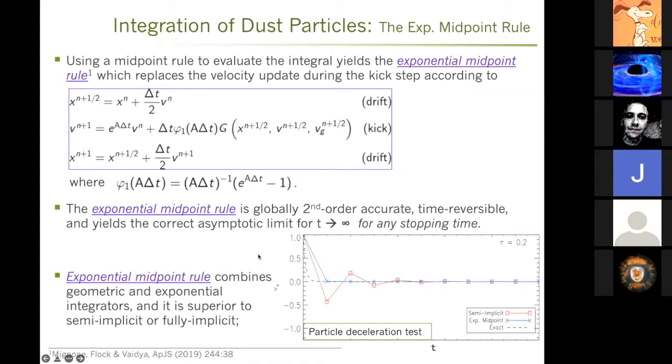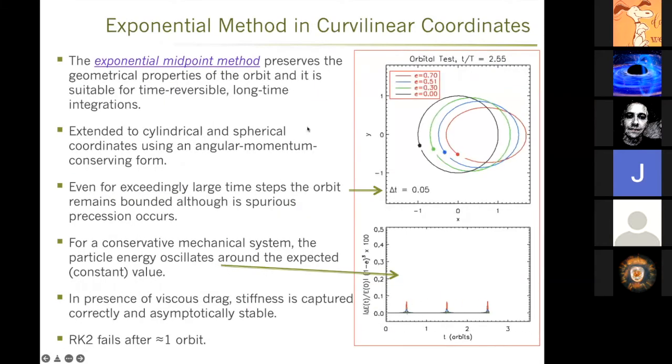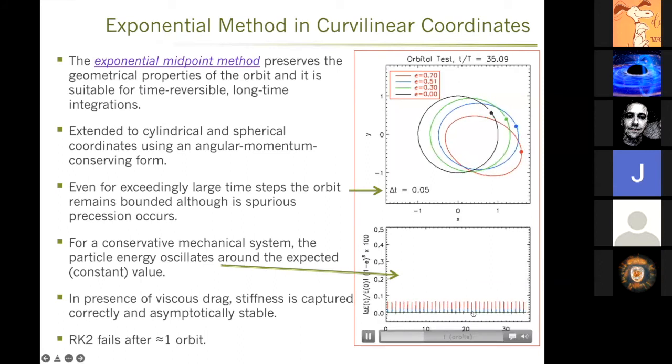It's also time reversible, which is something you can hardly achieve if you use a fully implicit method. Now, the exponential method has also one other beauty. It preserves the geometrical properties of the orbit, and it is very suitable for time reversible long time integration. See, now I'm doing tens of orbits, and the energy that you can see here doesn't increase in time, because this is one beauty of symplectic or quasi-symplectic algorithms. The energy is bounded. Of course, you get some precession.